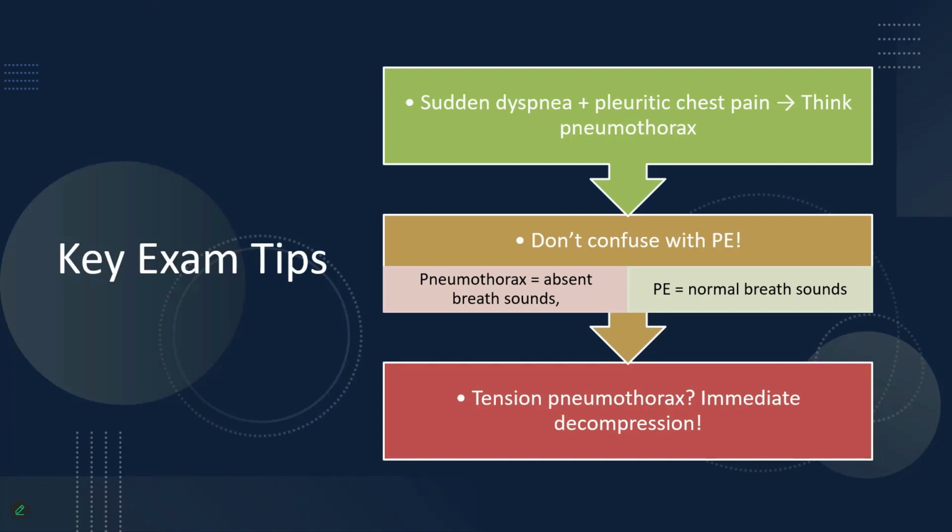So just to recap, if in the exam scenario you get a patient presenting with sudden onset dyspnea or sudden onset pleuritic chest pain, think of pneumothorax. The other important differential is pulmonary embolism, but on the basis of the examination findings given in the scenario, you should be able to differentiate between these two. And if there is tension pneumothorax, do not select chest X-ray in the options. You should go for immediate needle decompression.